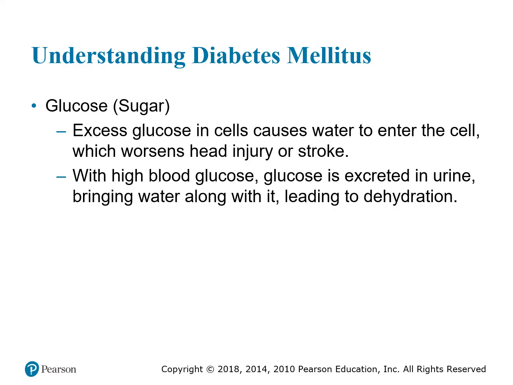On the opposite spectrum, if there is too much glucose, then you can pull some water into the cell as it crosses that cell membrane, and that's going to make head injuries or strokes even worse. Also, with high blood sugar, that glucose has to be excreted through the urine, and as it is excreted, it pulls excessive water with it, so that's going to lead to dehydration.